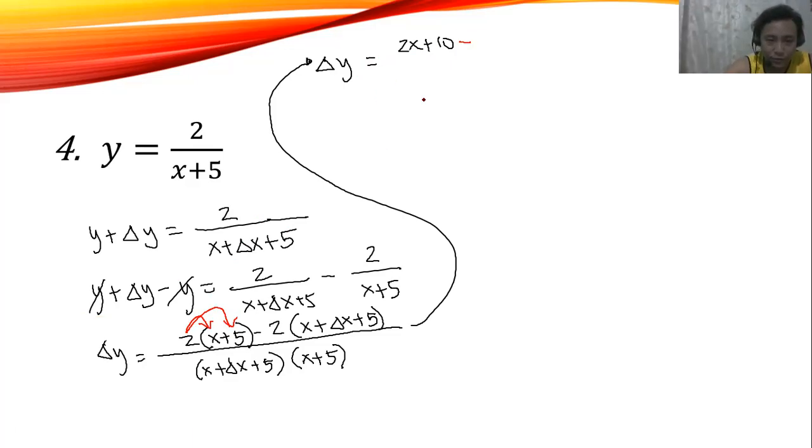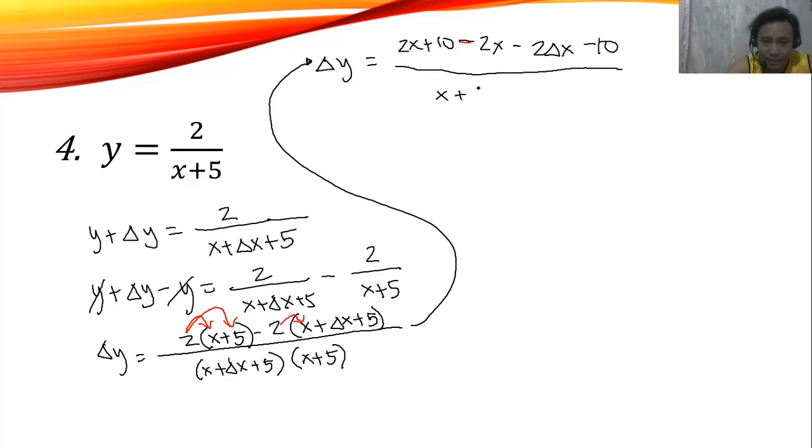And then minus 2 divided by x is equal to negative 2x. So we have minus 2x. 2 divided by delta x is equal to negative 2 delta x. And then negative 2 divided by 5 is equal to negative 10. All over, we have x plus delta x plus 5 times x plus 5. So now, let's simplify.